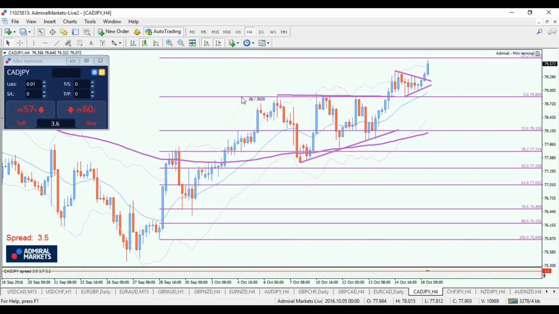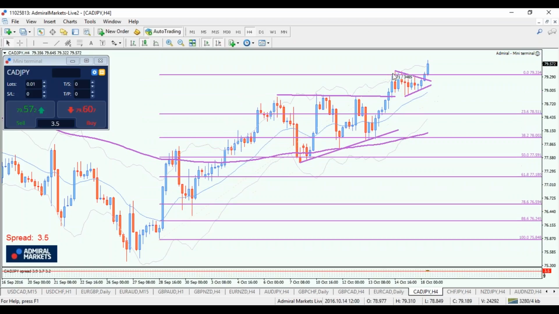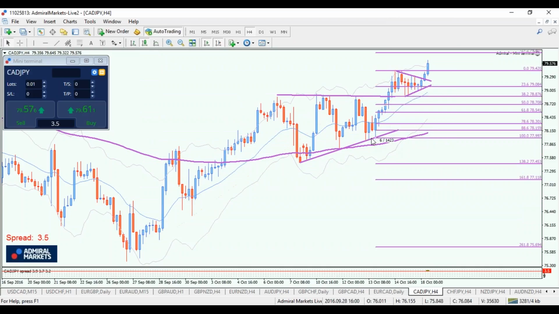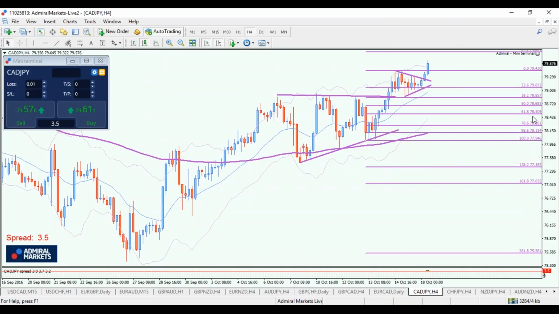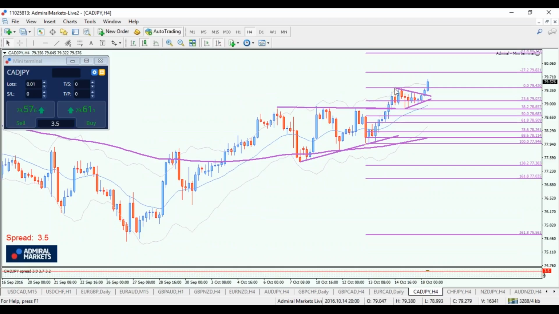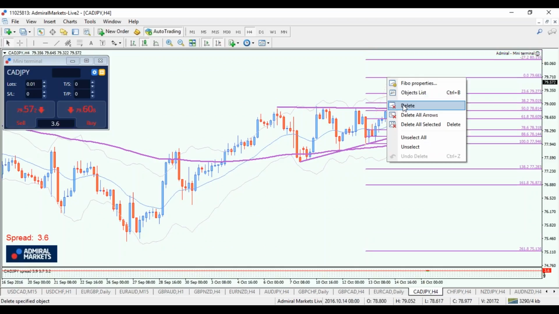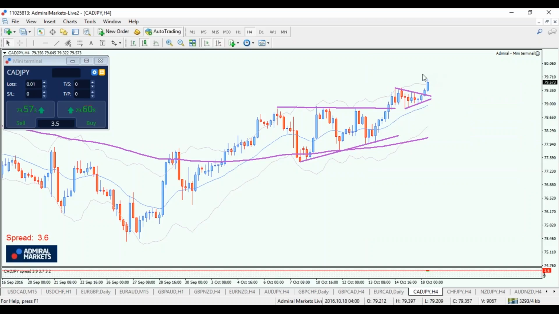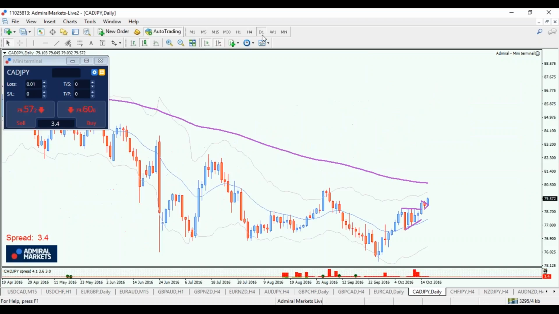Yeah, it's pretty close to the target indeed. 80 is, of course, obviously a psychological round level. Very close to a target indeed. 88. It's good you asked because I didn't even realize that. 80 is a lot of fib levels there.